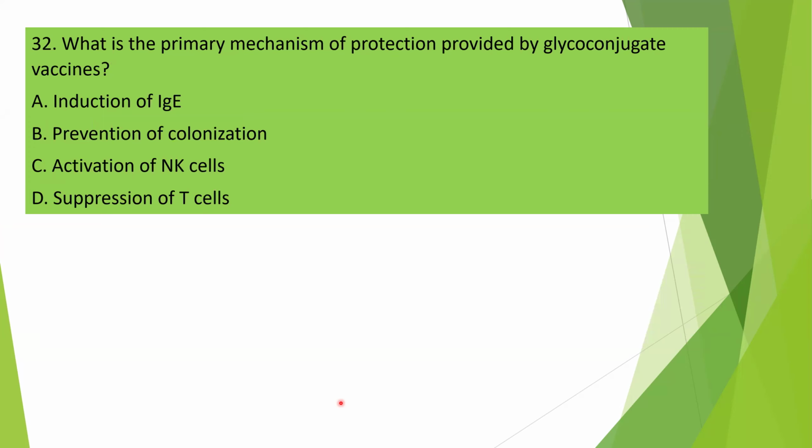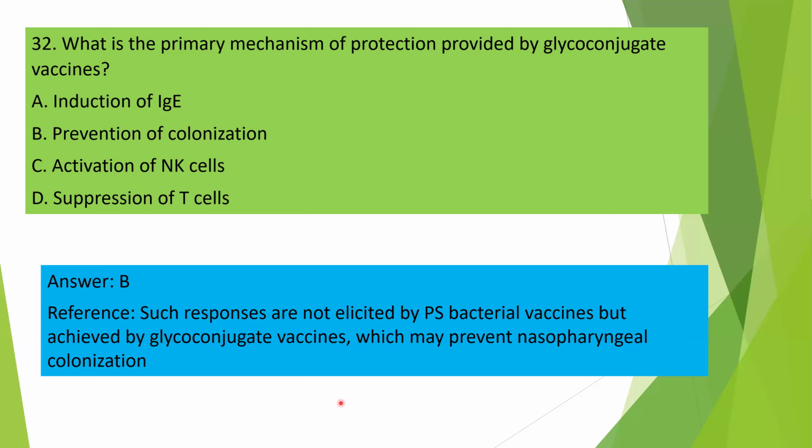What is the primary mechanism of protection provided by glycoconjugate vaccine? Rather twisted question, but you must be able to answer it. This, the glycoconjugate vaccine. We said that conjugate killed vaccines do not prevent colonization, sterilization. I also said there is the opposite view. What's the opposite view? They prevent colonization. Therefore, it's a little controversial. I will not say they prevent colonization, but it's given somewhere in the book, it seems, that glycoconjugate vaccines may prevent nasopharyngeal colonization.